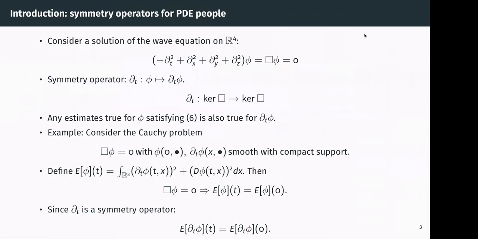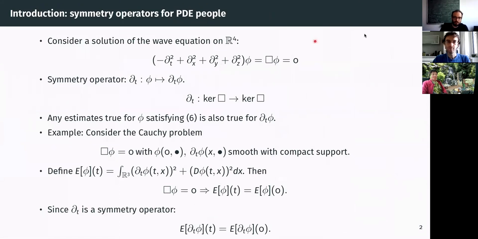Most of what I want to talk about is symmetry operators in a very, very wide meaning. The most basic symmetry operator you can think of, for people doing relativity, is the thing I'm about to present. You are considering a wave equation on R4, which I will later call Minkowski spacetime. As a symmetry operator, I will consider the partial differential in the time direction. To the solution phi, I will associate the solution dt phi. It's relatively easy to notice that if phi is a solution to that equation, so is dt phi. Let's call that a symmetry operator.